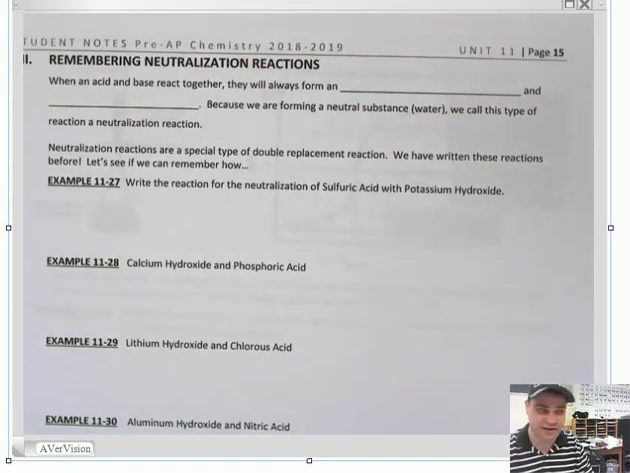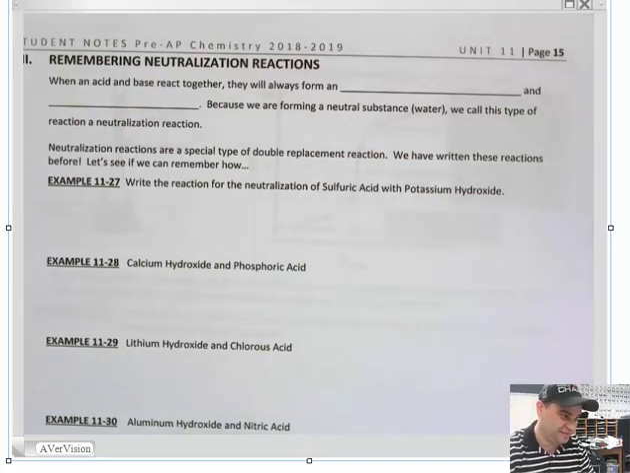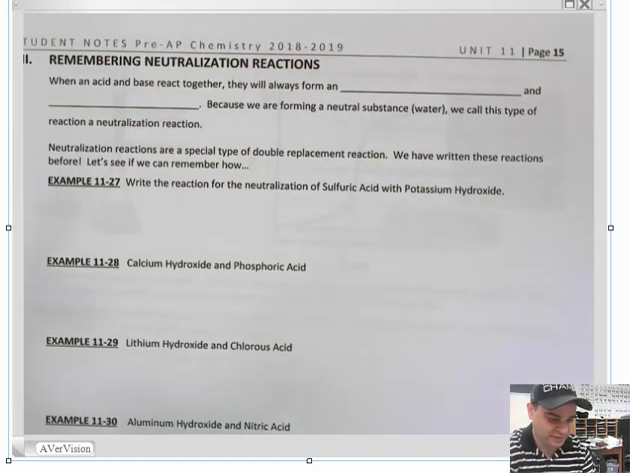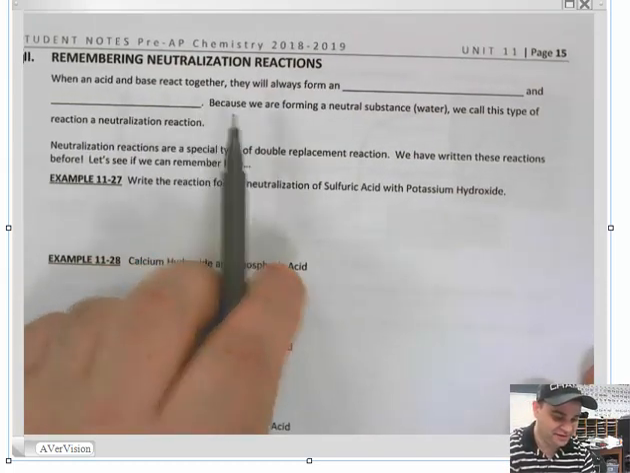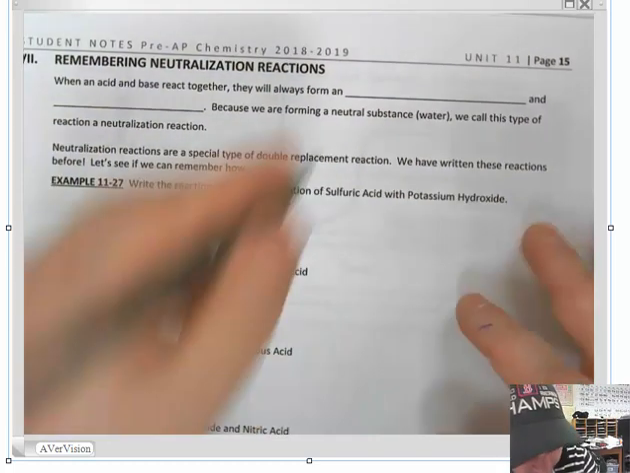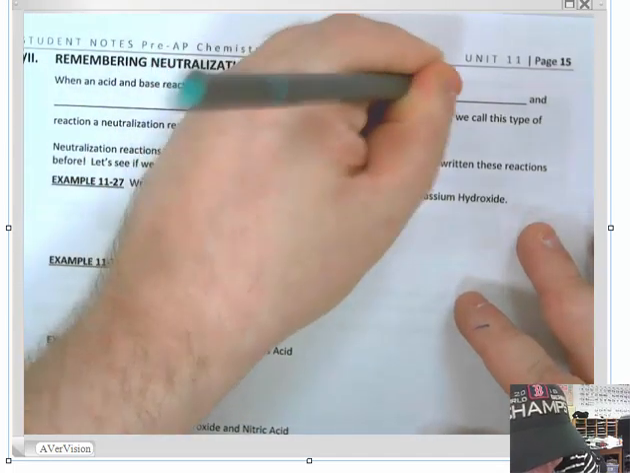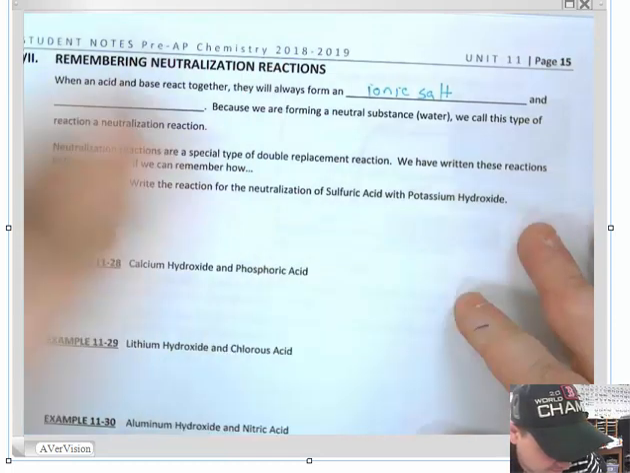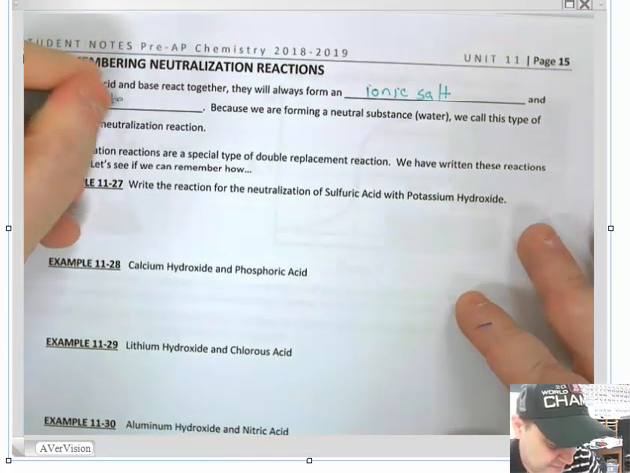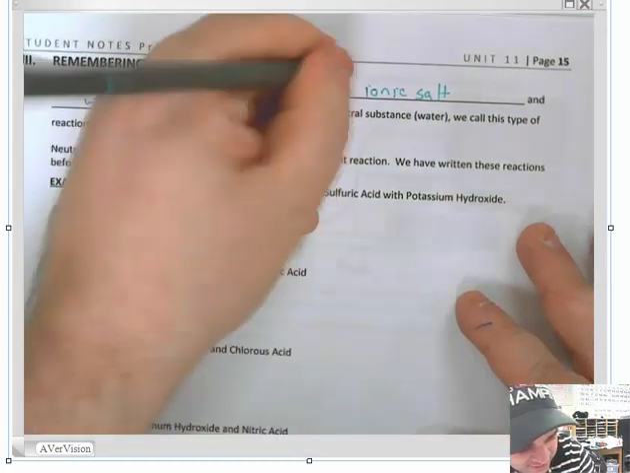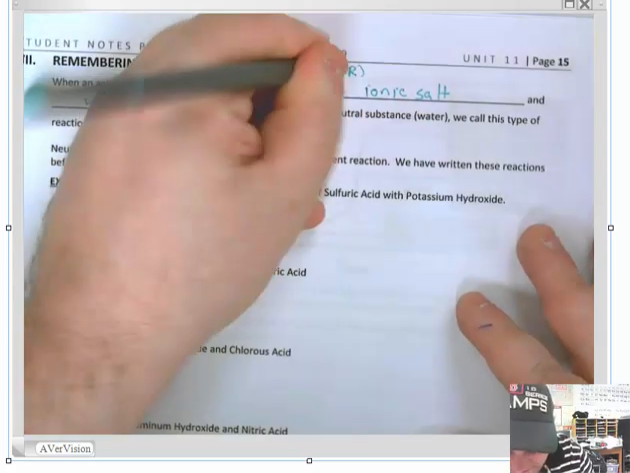Mr. Harridan here. We're going to have a legendary lesson here about neutralization reactions. Legendary. Yes, very legendary. When an acid and base react together, they will form an ionic salt and water. Neutralization reactions, remember, are double replacement.